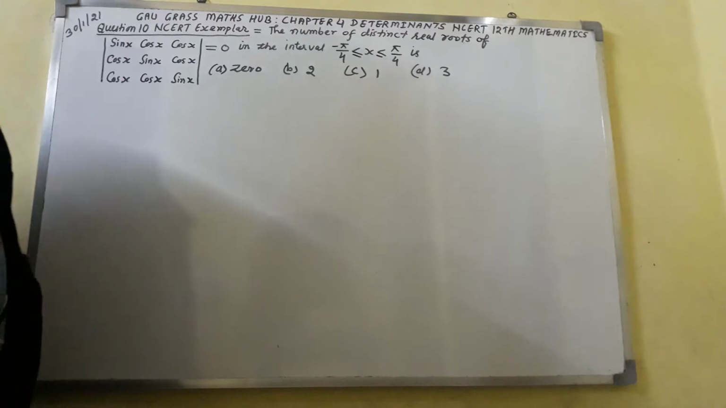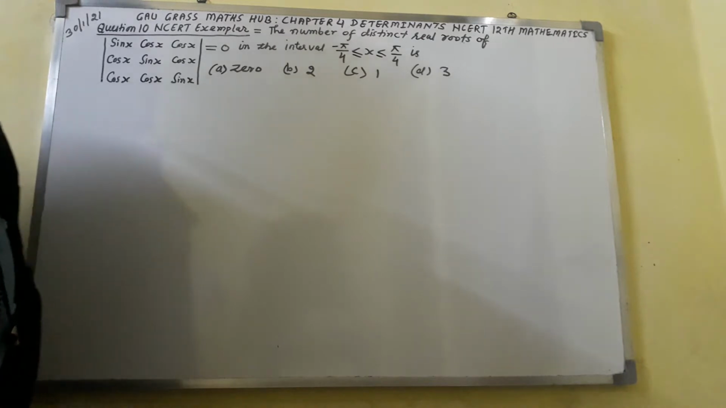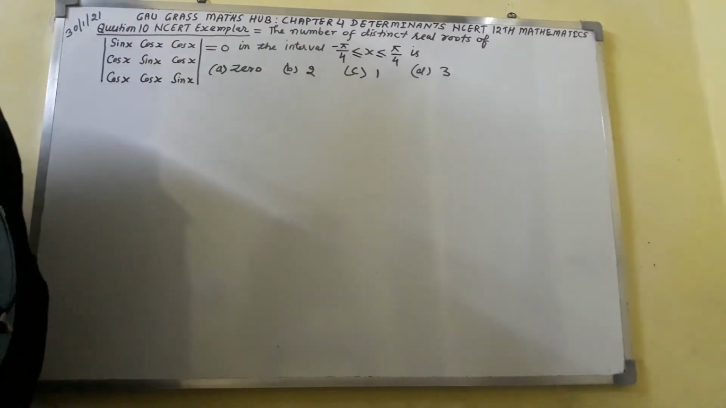I am going to discuss question number 10 that has been taken from NCERT Exemplar Chapter 4 Determinants, NCERT Class 12 Mathematics. The question is: the number of distinct real roots of the determinant with first row sin x, cos x, cos x, second row cos x, sin x, cos x, third row cos x, cos x, sin x is equal to 0 in the interval minus pi by 4 less than or equal to x less than or equal to pi by 4 is.